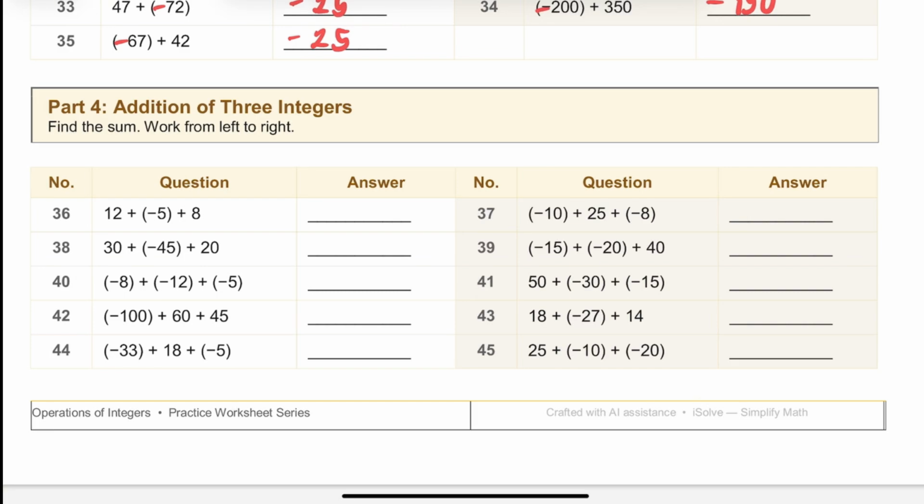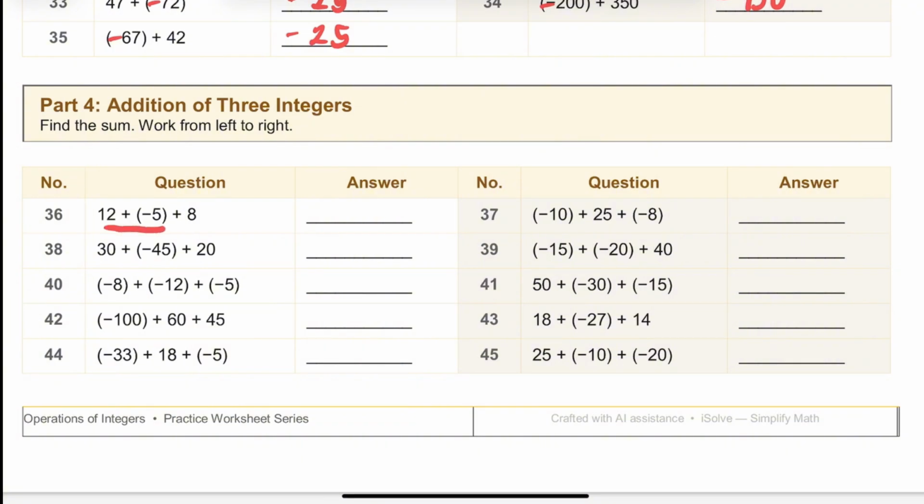Okay, let's start with number 36. So 12 plus negative 5, different signs, so we minus them. So 12 minus 5 is 7. And 7 will be positive because the bigger absolute value number here is positive, the 12. And then we add 7 to 8. 7 plus 8, answer is 15.